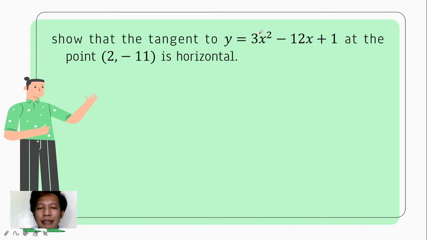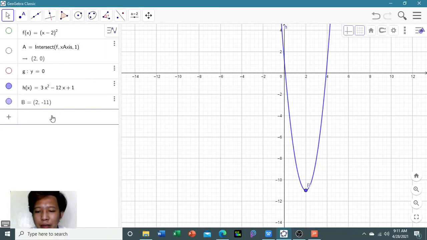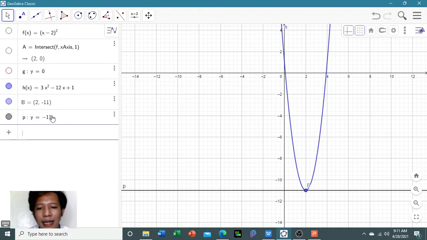Now let's go back to our graph. If we're going to show y equals negative 11, then this would be the tangent line. So we have just proven that the tangent line to the function 3x squared minus 12x plus 1 is horizontal at 2 comma negative 11. And that is how we have the equation of the tangent line.